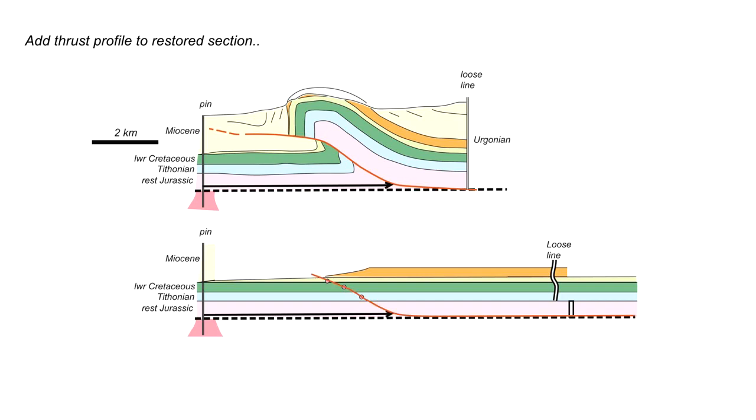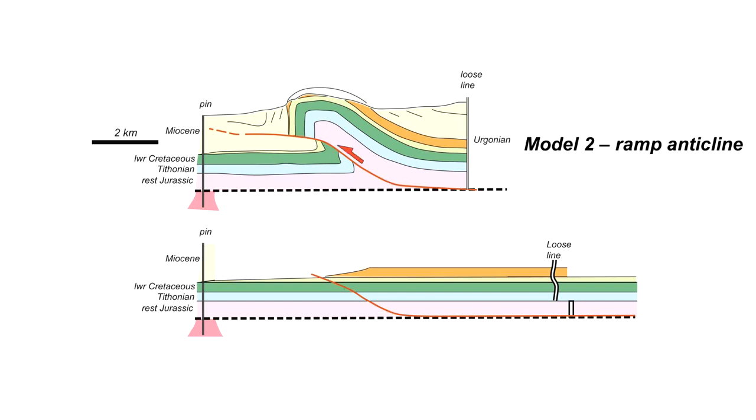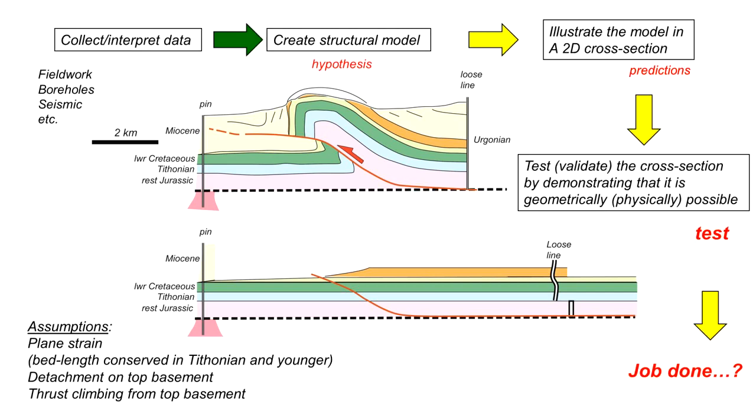It runs as a flat along the top basement and then climbs a ramp through those points identified on our restored template. That's model 2, the ramp anticline. It hasn't quite balanced yet, but it's on the right path, and with some minor adjustments, I'm sure we could make it work. So the ramp anticline model has a very good chance of being restorable and therefore a valid interpretation. So you might argue the job's done.